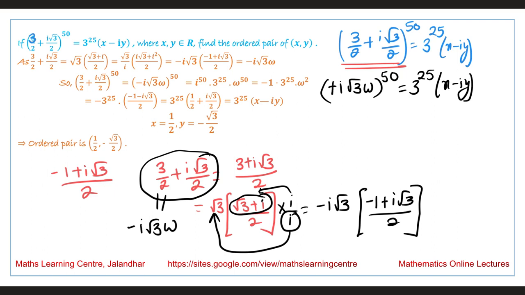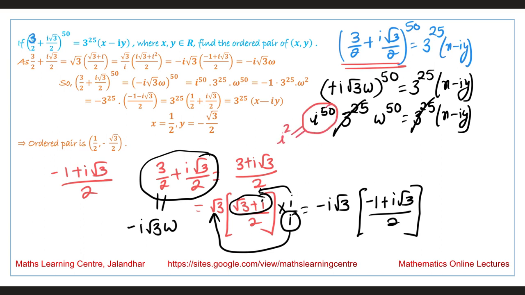It is power 50, so this term will become positive. We get iota raised to the power 50, 3 raised to the power 25, omega raised to the power 50 is equal to 3 raised to the power 25 into x minus iota y. These two terms get cancelled, and iota raised to the power 50 will be equal to iota square, that will be equal to minus 1, and omega raised to the power 50 will be equal to omega square.